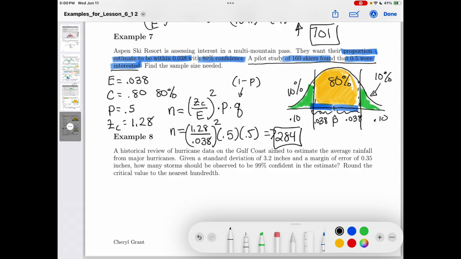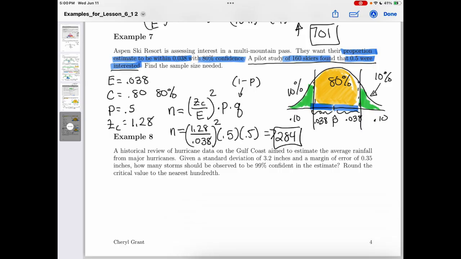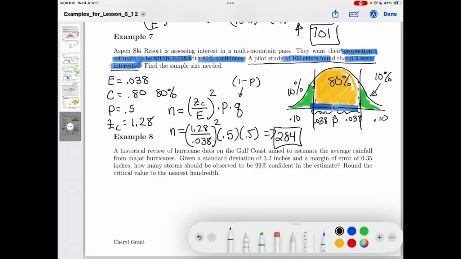Last example, a historical review of hurricane data on the Gulf Coast aimed to estimate the average rainfall from major hurricanes. Given a standard deviation of 3.2 inches and a margin of error of 0.35 inches, how many storms should be observed to be 99% confident in the estimate? Round the critical value to the nearest hundredth.